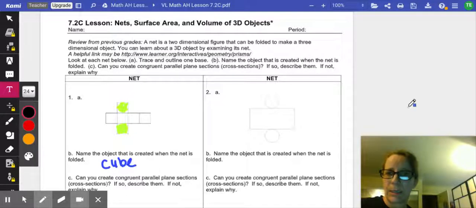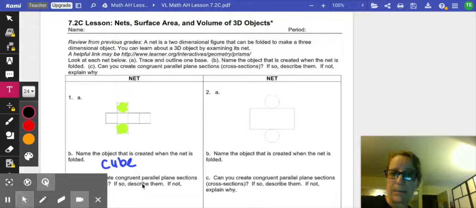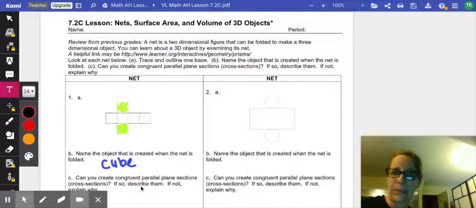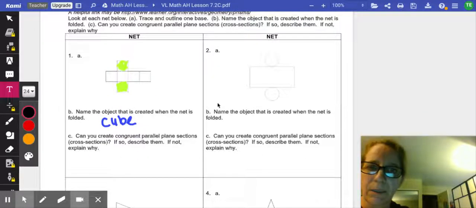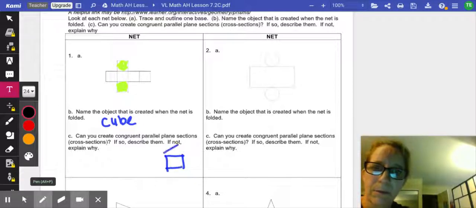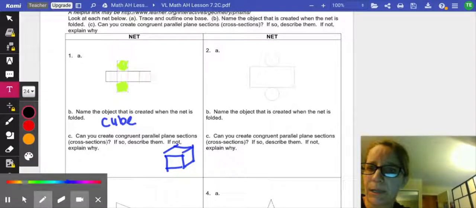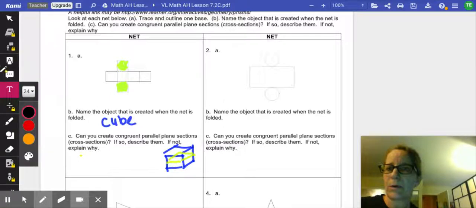So here, can you create congruent parallel cross sections? If so, describe them. If not, explain why. So my answer is yes. The slices would be squares. It's a layer of squares. I need to get my little screen up there. Okay, so if I have a cube, I'm going to draw a cube. It might not be that pretty, but here we go. Here's my cube. And I take my butcher knife to slice it. I'm going to have layers of squares. So here, type your answer.